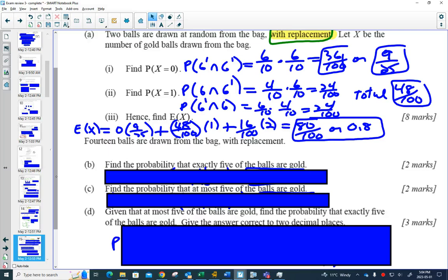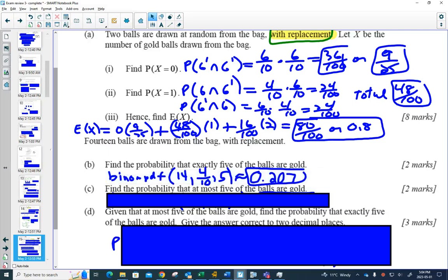14 balls are drawn from the bag with replacement. So now we've got a binomial distribution, because we have a certain number of trials and a probability of success. Find the probability that exactly 5 of the balls are gold. That's binomial PDF, because you're finding exactly 5. 14 trials, probability of success 4 out of 10. You want exactly 5, you get 0.207.